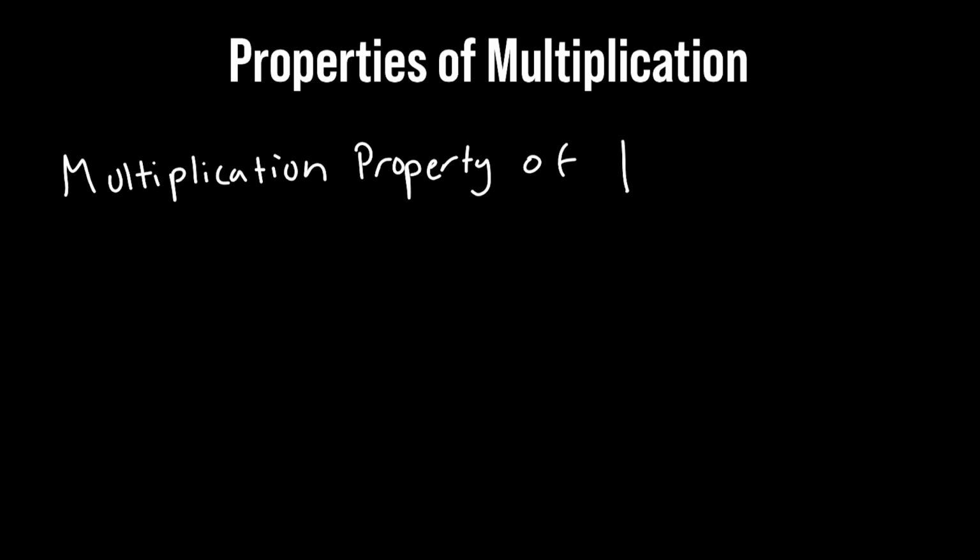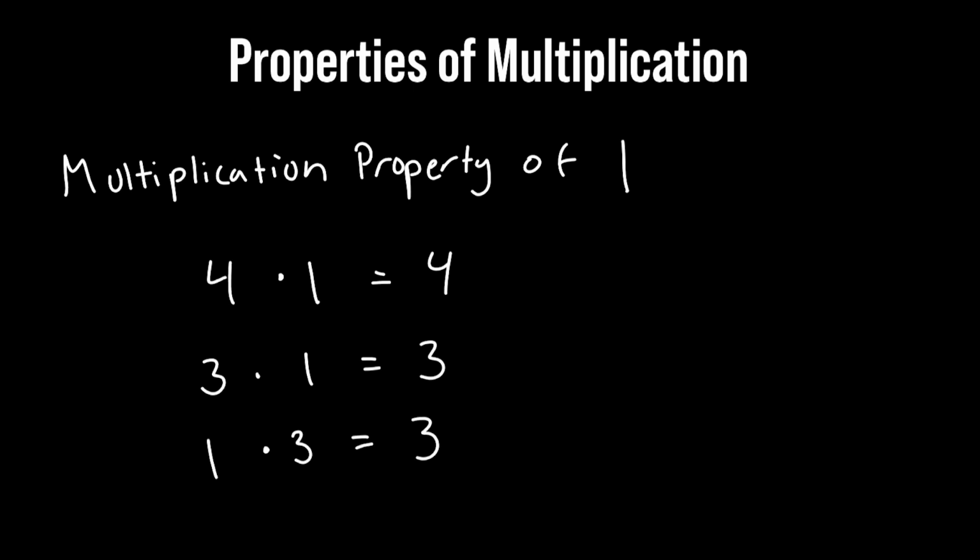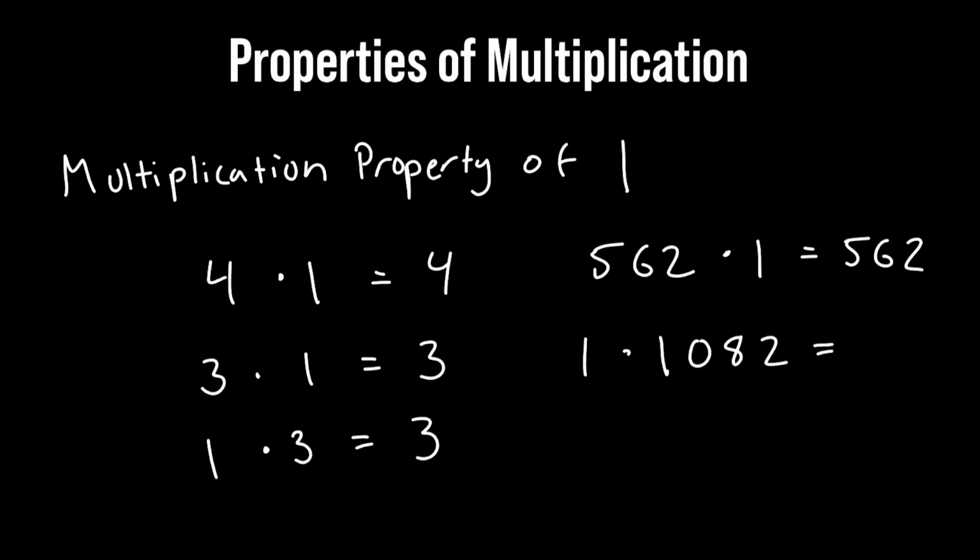Similarly, we have the multiplication property of 1. Any number times 1 is equivalent to that number. 4 times 1 is equal to 4. 3 times 1 is equal to 3. 1 times 3 is equal to 3. 562 times 1 is equal to 562. 1 times 1082 is equal to 1082. Any number times 1 is equal to that number.